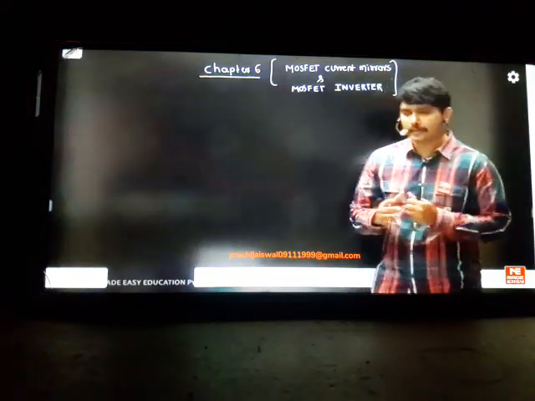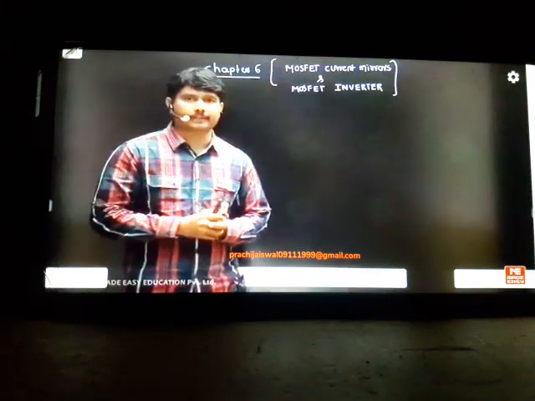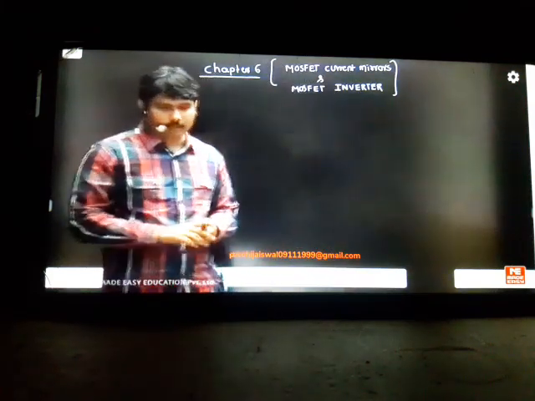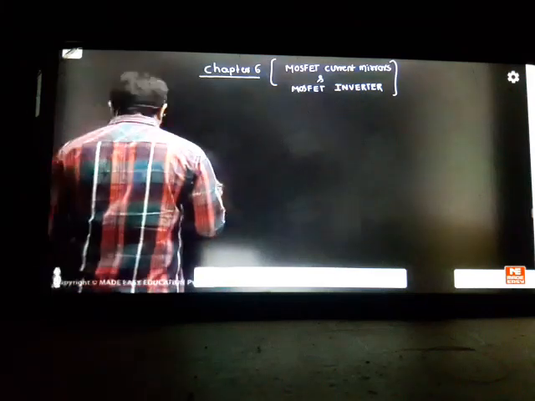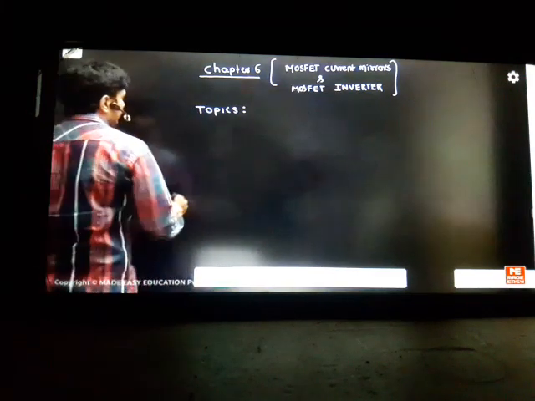One is related to current mirrors and one is related to inverter concepts. Okay, CMOS inverters. If you want to reach, you have to learn the MOSFET inverter techniques. These two modules will be covered. Okay, so what are the topics? How are we going to proceed with this lecture? I'll give you the topic names. Just see the topics. In this chapter, what are the topics we are going to complete?